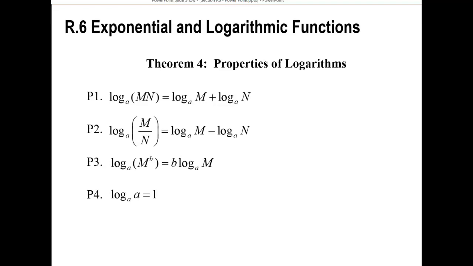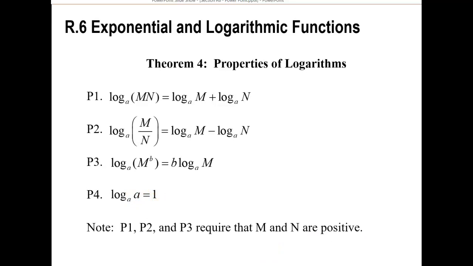Log base a of a is 1. So when the base of the exponent, the base of the log and the argument are the same, the power would have to equal 1. In other words, this base to what power equals a, right? a to the first would equal a. So when they match, the value is 1. The first three require that m and n are both positive, so just keep a note that the arguments there would have to be positive.